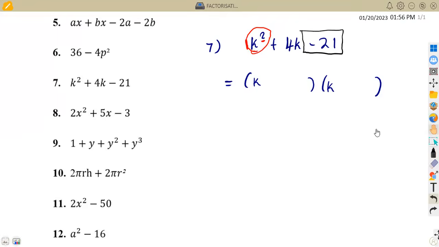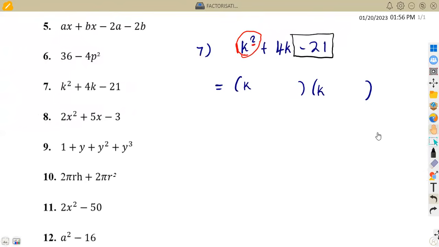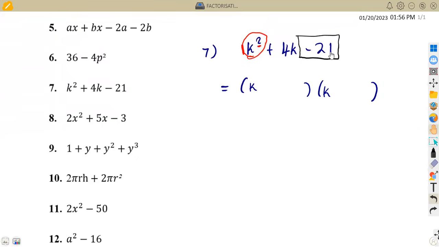So what you have to ask yourself is, what are the factors of negative 21? But from these factors of negative 21, if you add them, you must obtain this number that we have, which is a plus 4. So what are the factors of negative 21? It's actually a trial and error concept that you have to work with. Okay, so anyways, let's try 7 and negative 3.